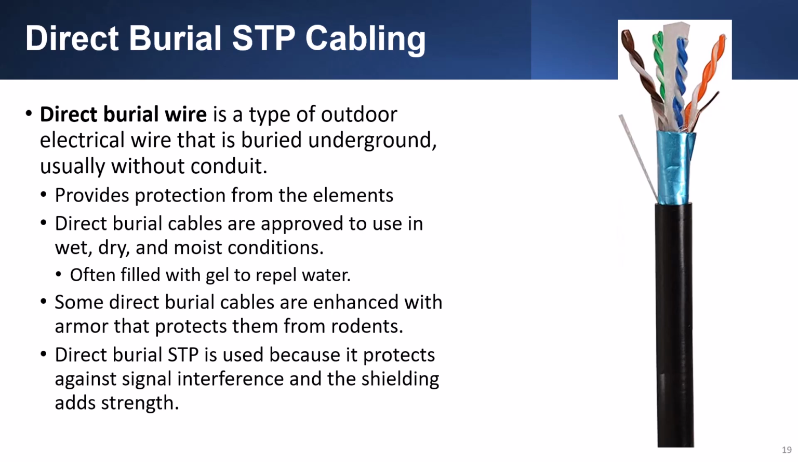Direct burial cable is a type of outdoor electrical wire that is buried underground, usually without conduit. It provides protection from the elements. Direct burial cables are approved for use in wet, dry, and moist conditions. It is often filled with gel to repel water. Some direct burial cables are enhanced with armor that protects them from rodents. Direct burial STP is used because it protects against signal interference and the shielding adds strength.